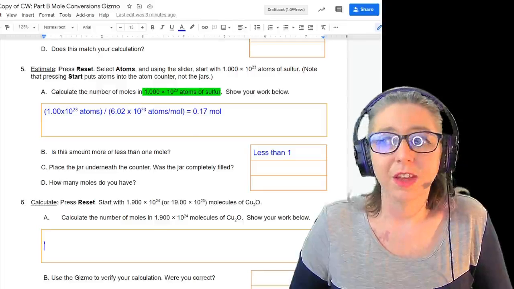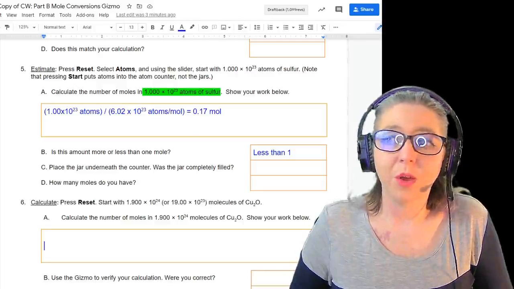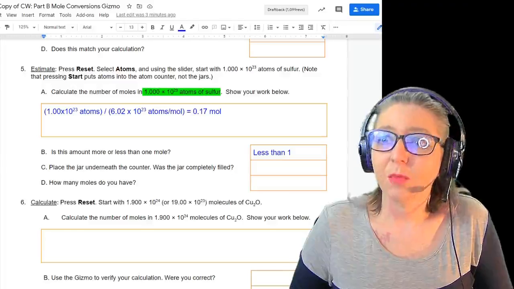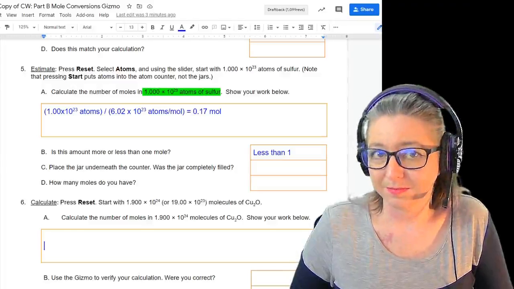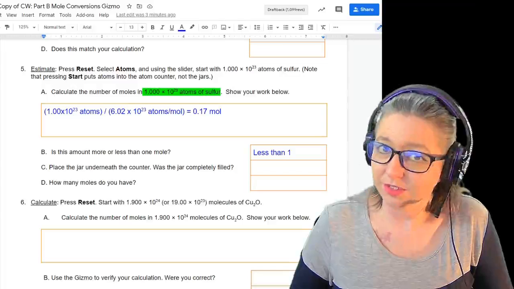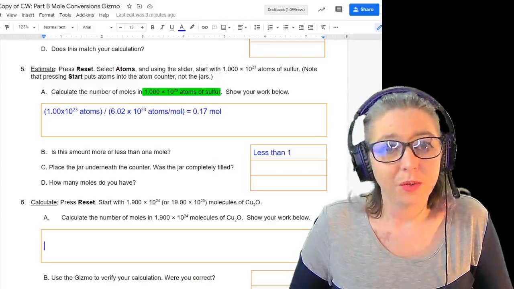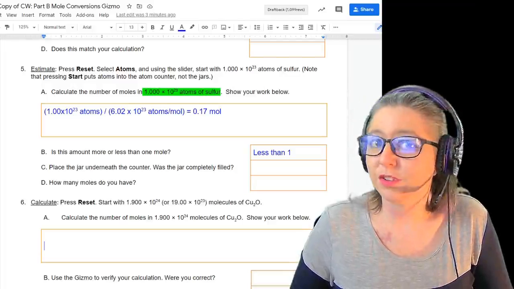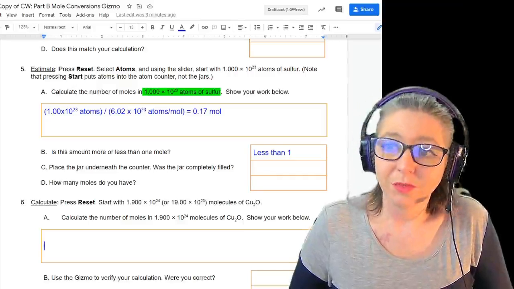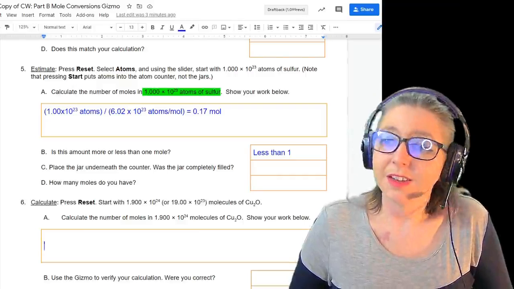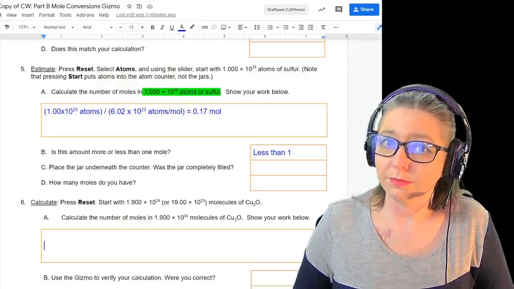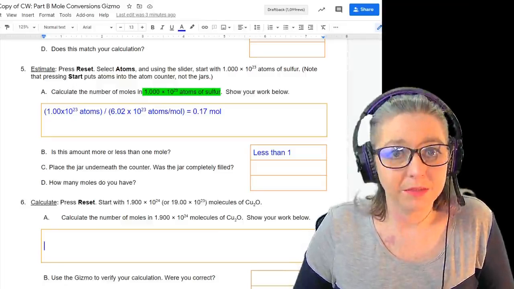So now in question number 5, I have 1 times 10 to the 23rd atoms of sulfur. And I want to know how many moles is this. So my given is 1 times 10 to the 23rd, so that's what I start with. If I know that there are 6.02 times 10 to the 23rd atoms in every 1 mole, I need to divide. So I have 1 times 10 to the 23rd atoms divided by 6.02 times 10 to the 23rd atoms per mole. My atoms cancel out my atoms.